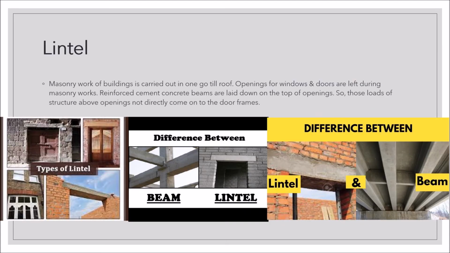The next work is lintel. Masonry work of the building is carried out in one go till the roof. Openings for windows and doors are left during masonry work. Reinforced cement concrete beams are laid on top of the openings, so that the loads of the structure above the opening do not directly come on the door frame. So there is a difference between lintel and beam.